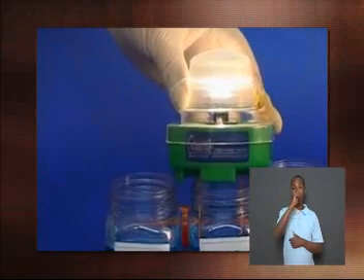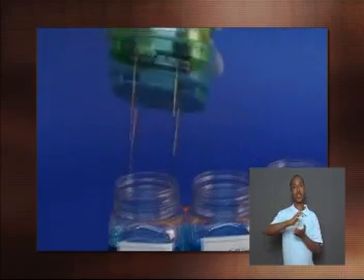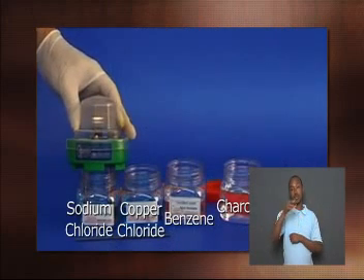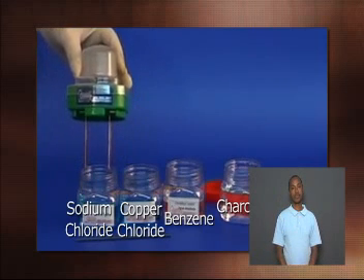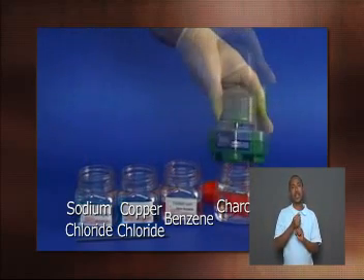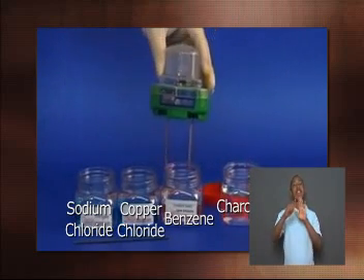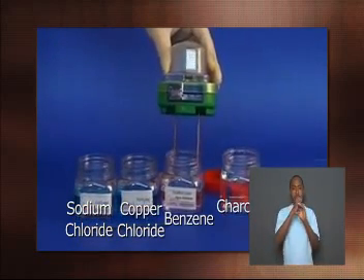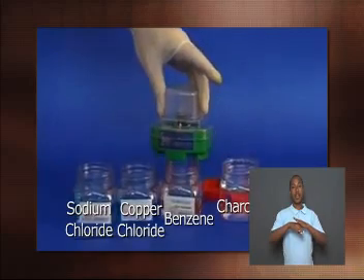Both sodium chloride and copper chloride, which are ionic compounds, conduct an electric current when they are in solution because of their dissolved positive and negative ions. The benzene and the charcoal only contain covalent bonds, which do not produce cations and anions. Therefore, we can conclude that ionic compounds conduct electric currents in aqueous solution.